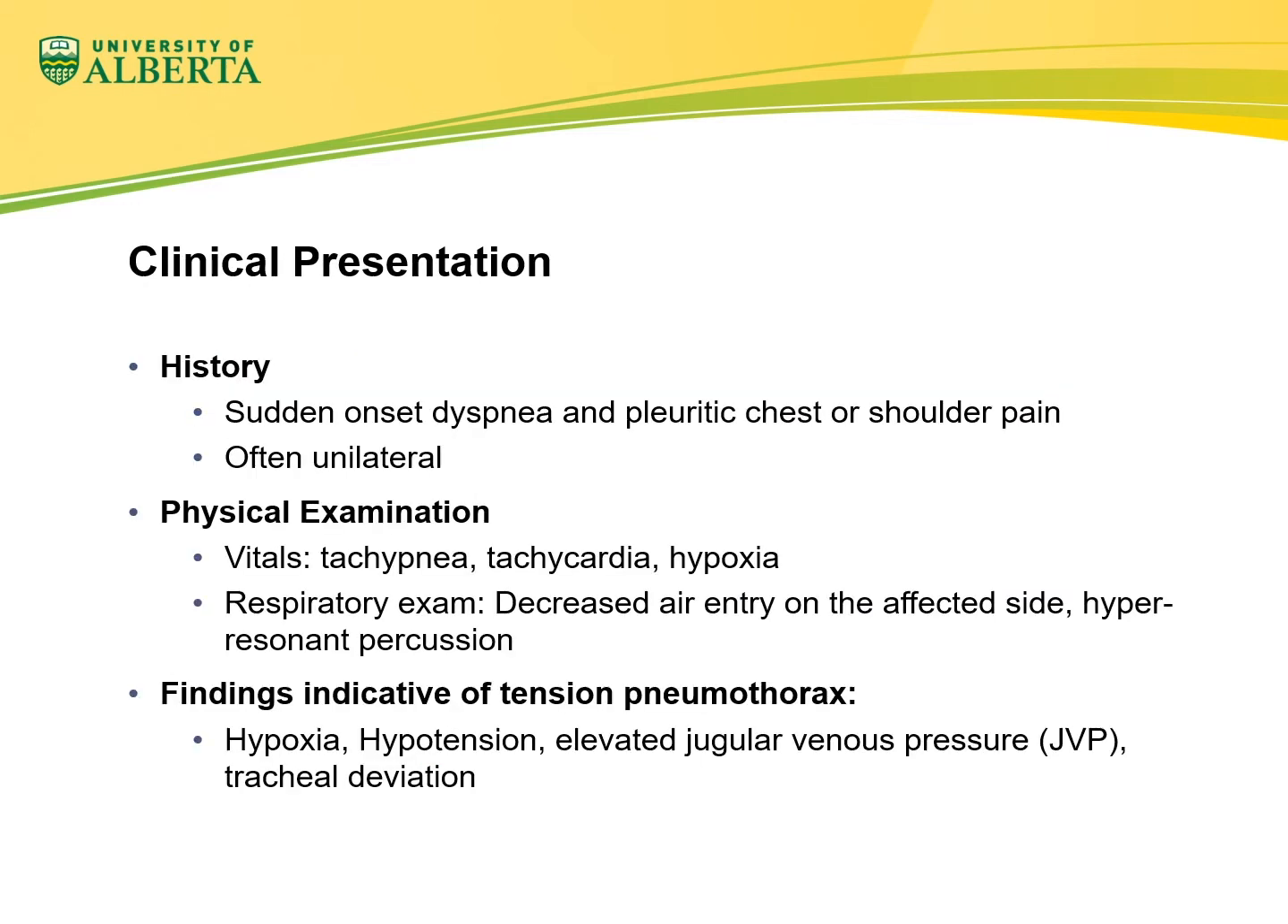Next, we'll discuss the clinical presentation of a pneumothorax. Patients typically present with a chief complaint of sudden onset of dyspnea, pleuritic chest pain, or shoulder pain. Since the pneumothorax is often unilateral, the pain is felt on the affected side. History may reveal clues to the etiology of a pneumothorax, such as preceding trauma, medical procedures, or past medical history of a known underlying lung disease such as COPD.